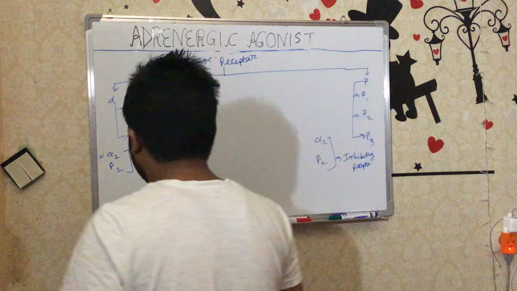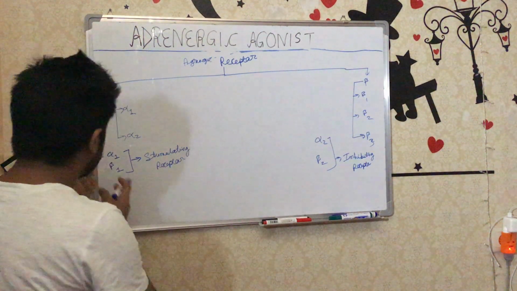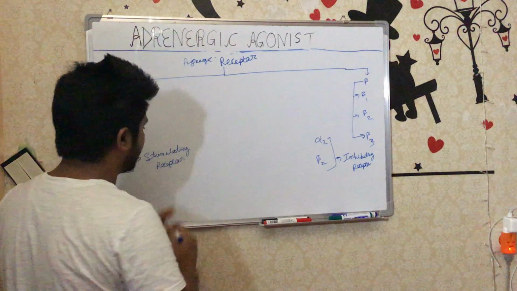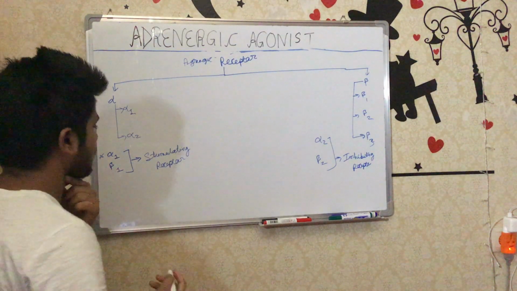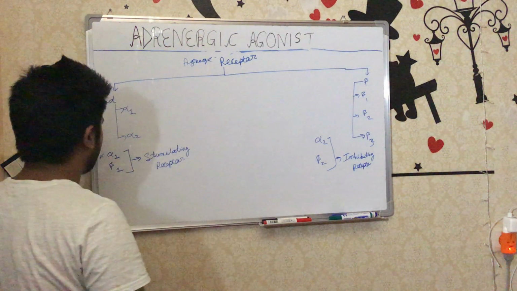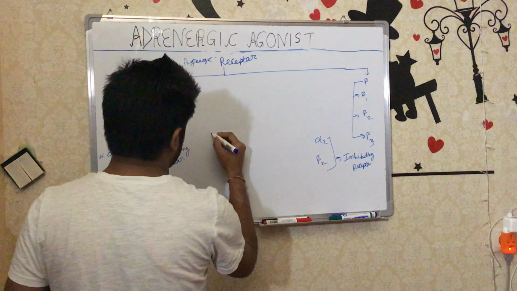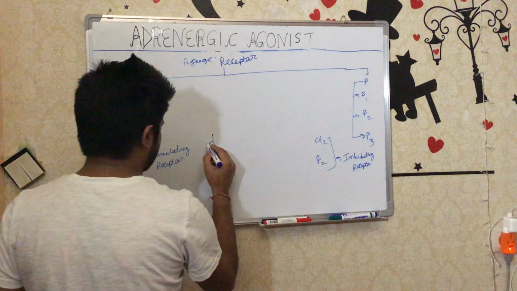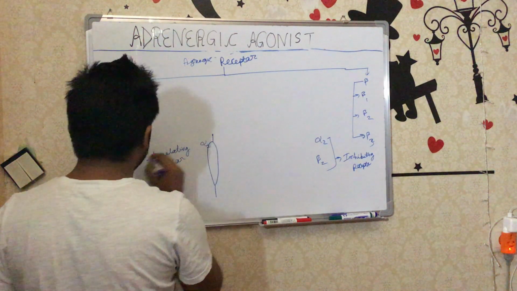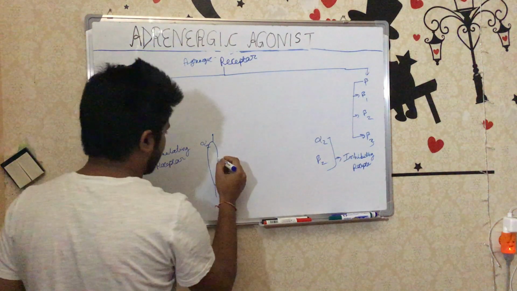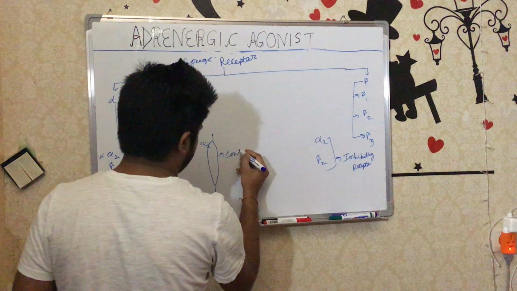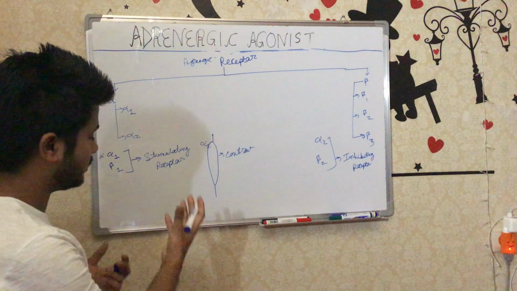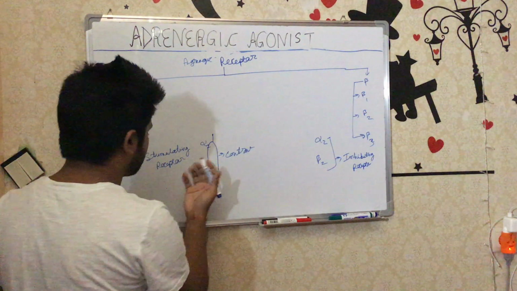How? Whenever you stimulate alpha 1 or beta 1, you will always see a stimulating effect in the body. For example, alpha 1 is mostly found in skeletal muscles. So whenever you stimulate alpha 1, the muscle will always contract. Contraction means you're stimulating the muscle. That's why the name is stimulating receptor.